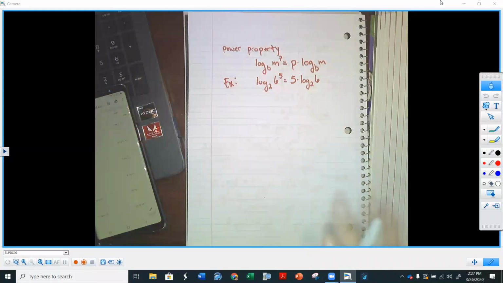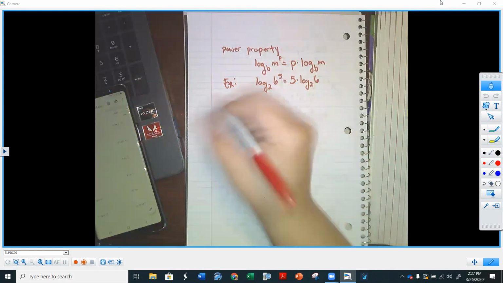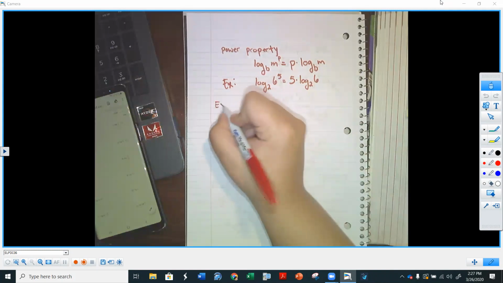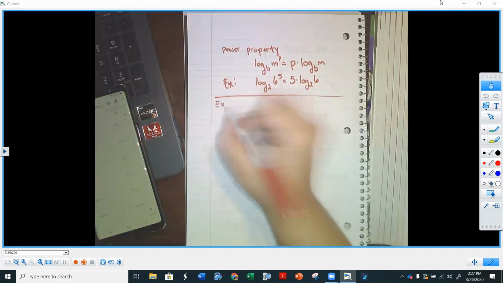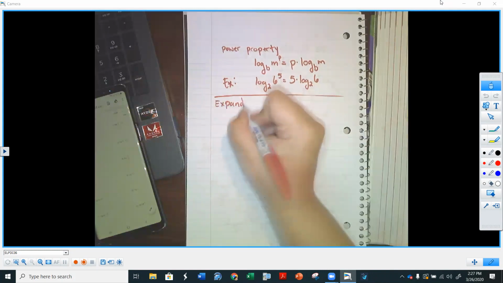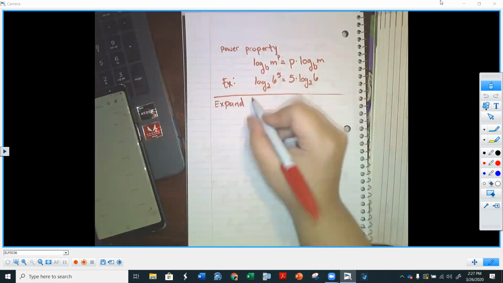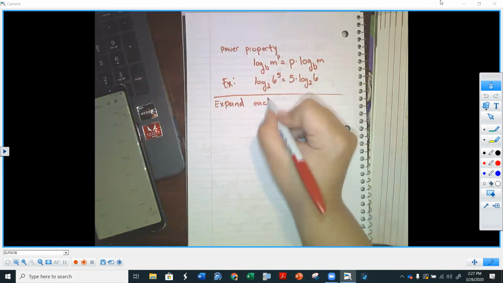Okay, so I have some properties of logarithm types of questions. This one doesn't say write as a sum or difference, which sometimes it does. It just says expand. I know you guys can't see it, so I'm going to write each one out. It says expand each logarithm.